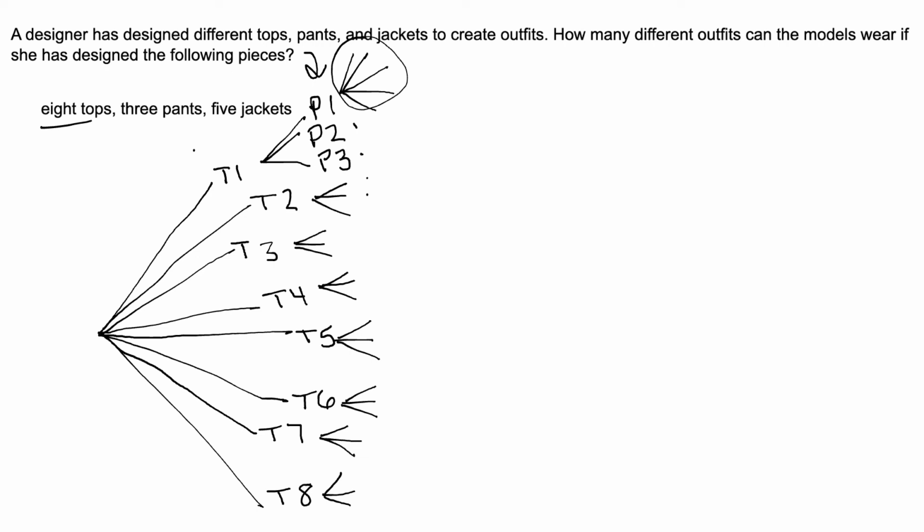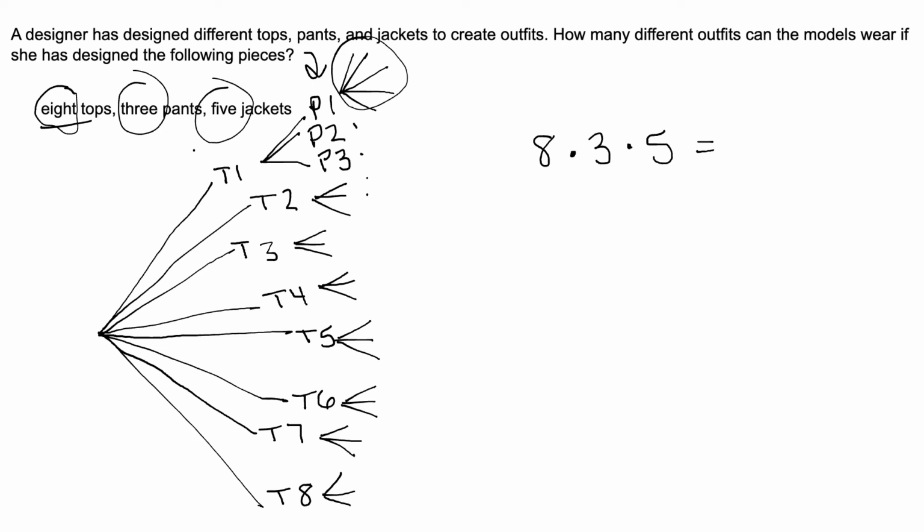Another easy way to do this is to simply multiply the number of tops times the number of pants times the number of jackets together. Each of those numbers represent the set of branches that I have to draw. So if I multiply them all together, I'll get the total number of different outfits that I can create. So instead of drawing all of those branches, I'm simply just going to multiply 8 times 3 times 5 together.